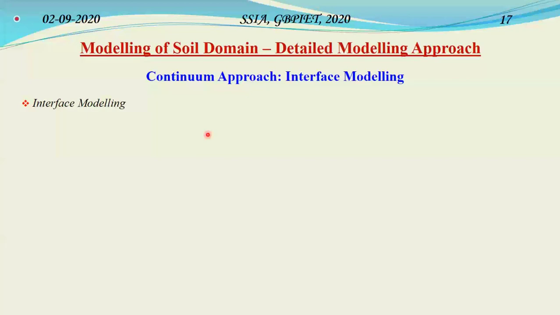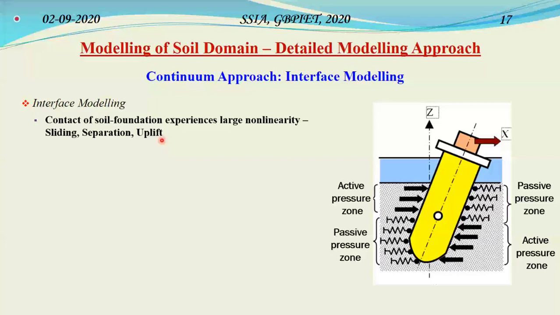These interfaces are basically the contacts of the soils and foundations, and they experience a large degree of nonlinearity of various forms. They may have huge amount of sliding, considerable degree of separation, even undergo uplift. For example, let us take this figure, which is basically a well foundation rotating about its pivot point within the soil, and there is a water layer above it.